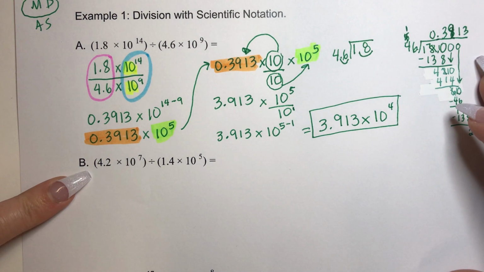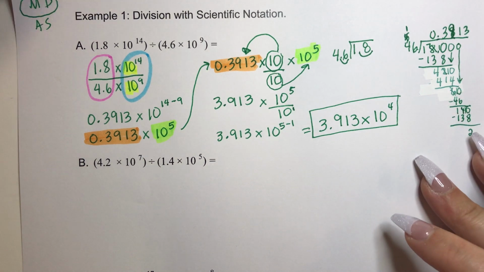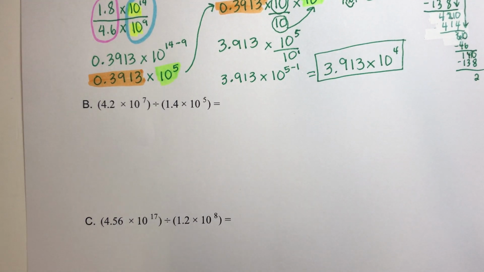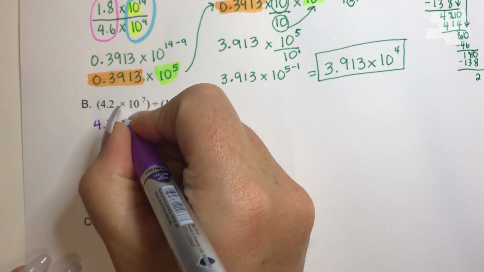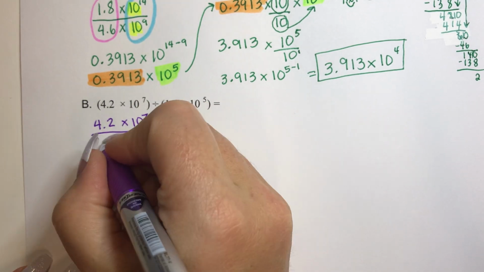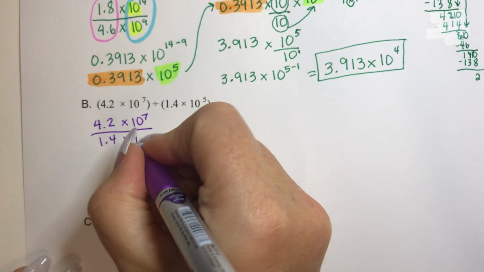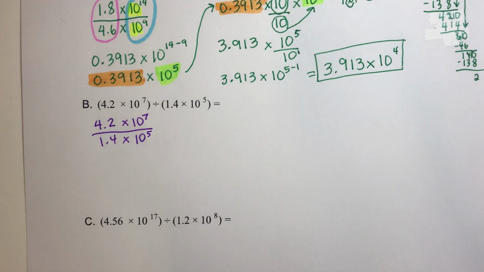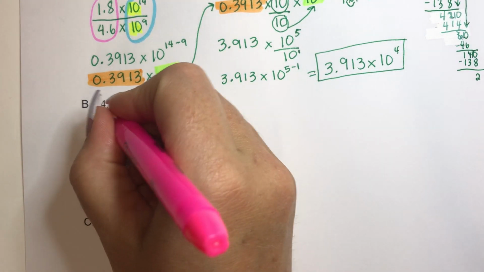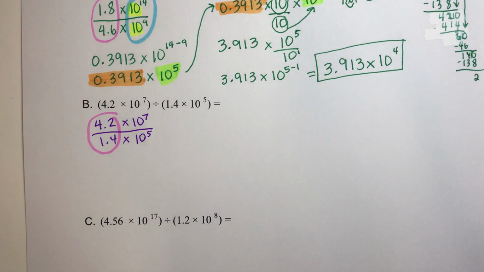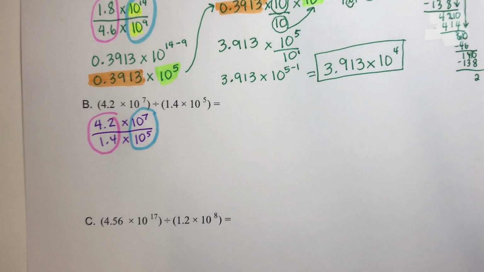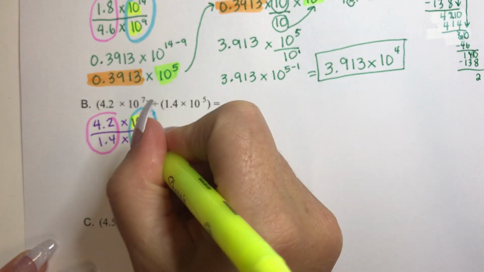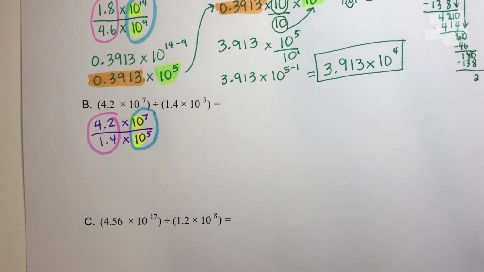Perfect. Okay, let's go ahead and try another one here. So the first thing I'm going to do is go ahead and rewrite this problem as a division problem, or as a fraction. Okay, so I'm going to kind of separate this, right, and do this part first, followed by the quotient rule here, because we have those same bases of 10 again. Okay, so I'm just going to go 4.2 divided by 1.4 first.